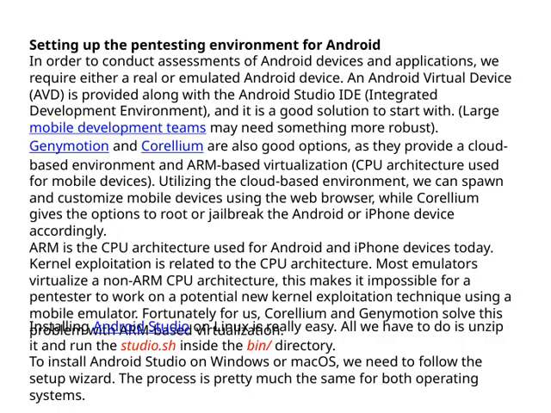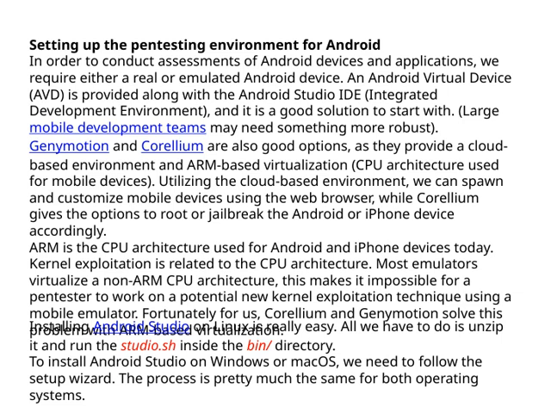Now, larger mobile development teams might need something more powerful, and that's where options like Genymotion and Corellium come into play. These tools offer cloud-based environments and ARM-based virtualization, which is key because ARM is the CPU architecture used in most mobile devices today. This means that with these solutions, we can spin up and customize mobile devices directly through a web browser, making our testing process more flexible.